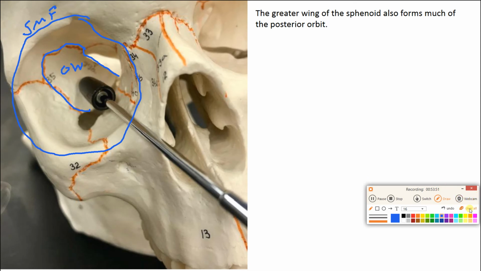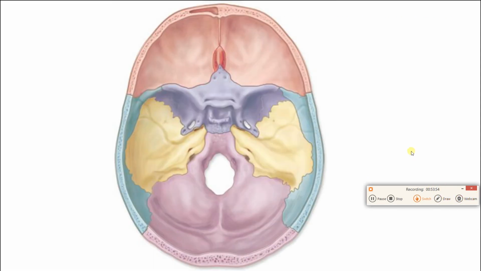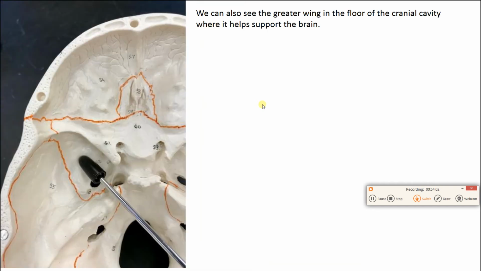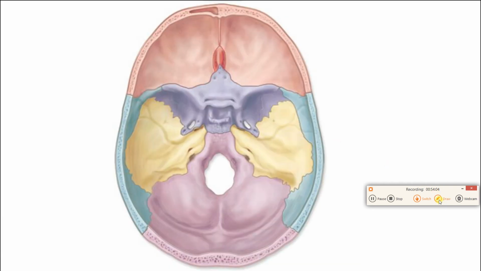Now, if I look at this guy right here, this is the interior view. Why did I advance that slide? I meant to draw. There it is. This is the greater wing of the sphenoid right here. And right here. Beautiful.